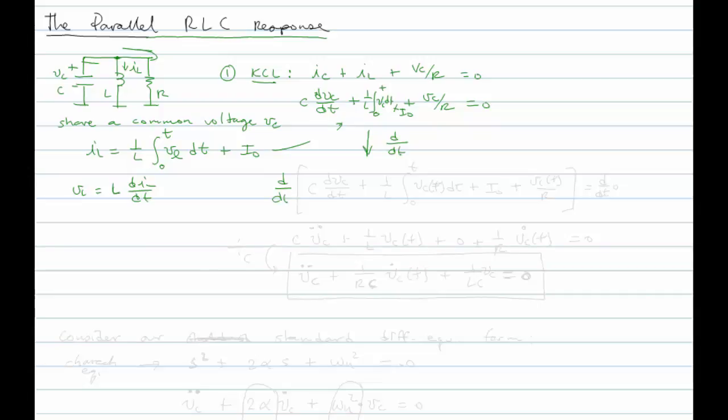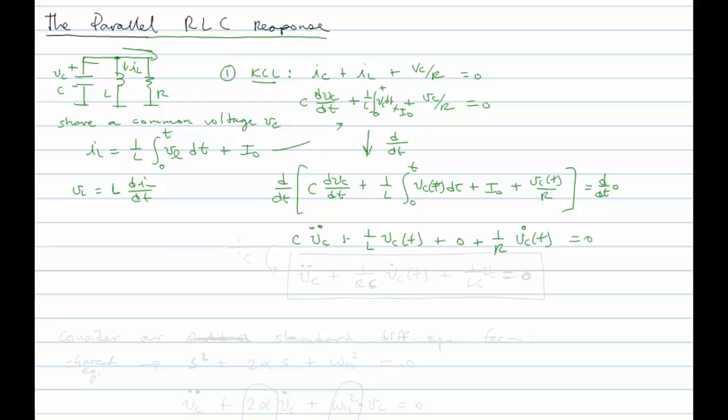Alright, so we'll do d dt of C dVC dt plus 1 over L integral from 0 to t of VC plus I naught plus VC of t over R is equal to that. Alright? So when we take the derivative, we'll get C times the second derivative of the capacitor voltage, plus 1 over L, and this will just become VC, plus the derivative of I naught, a constant, is 0, plus 1 over R VC dot is equal to 0.